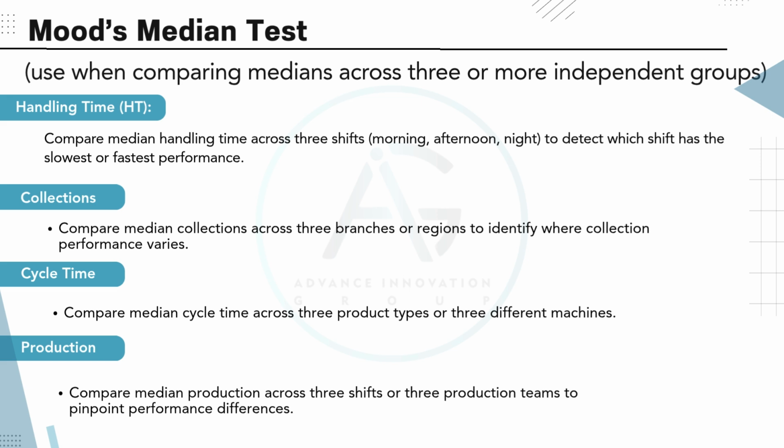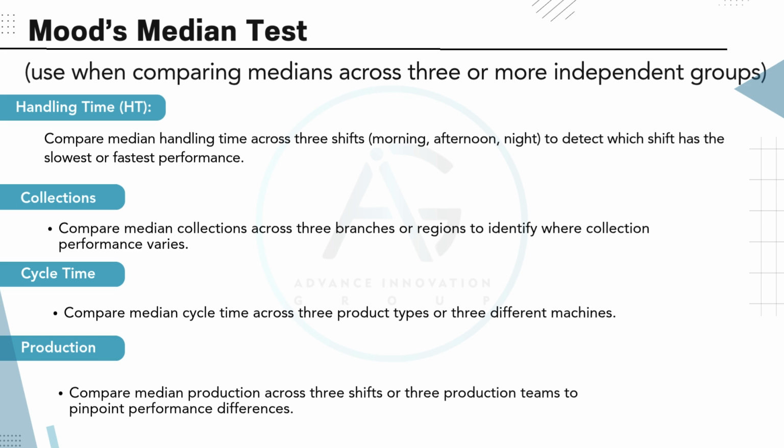Third, cycle time. This use case compares the median cycle time for 3 product types or different machines. It helps in pinpointing variation in efficiency across equipment or product categories. Again, the focus is on the median because means can be skewed by extreme values.